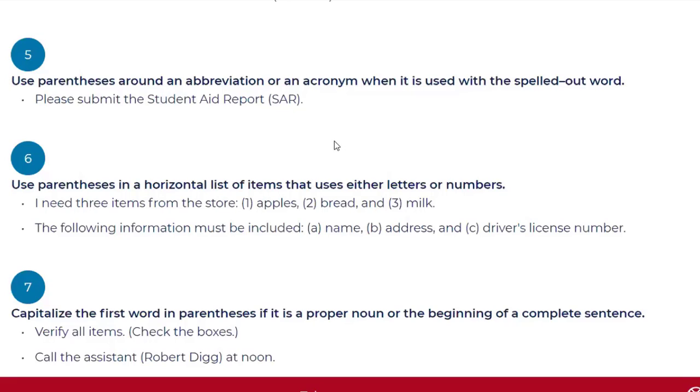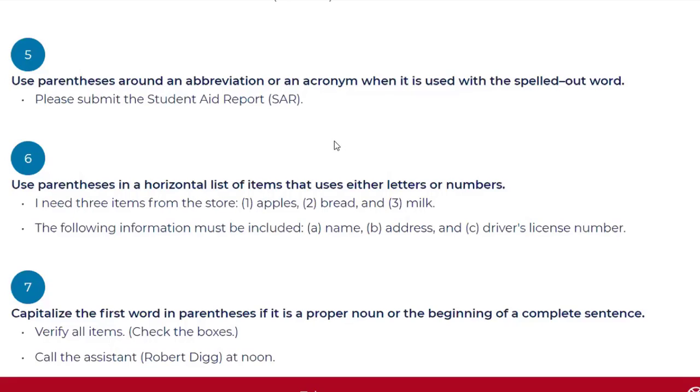Though it's self-explanatory, we understand, Sir. It's like when we're making a horizontal list of things, we can write their numbers in the parentheses. Okay, good. So either you have letters or numbers when they are in a horizontal list.